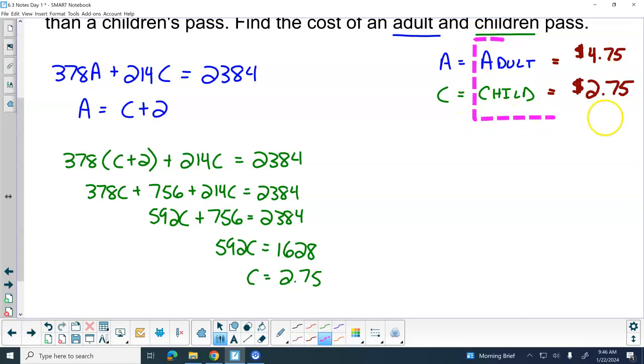Now, when you're giving those answers, because this is a word problem, you've got to tell me which one is which. Just telling me $2.75 and $4.75 doesn't tell me which pass cost what. You've got to be specific when you're describing what the answer is to a word problem. Okay? You can do the first 3 on this homework for this week.